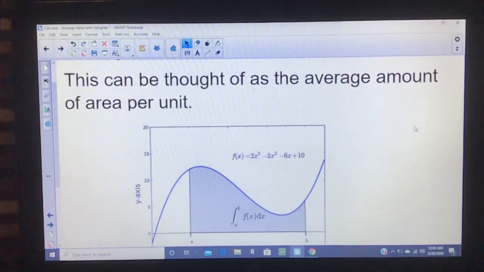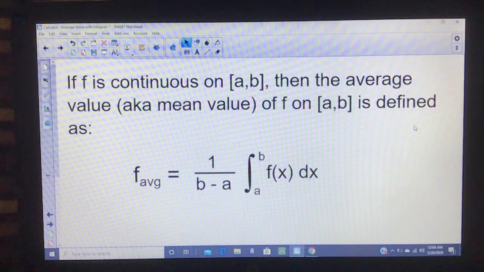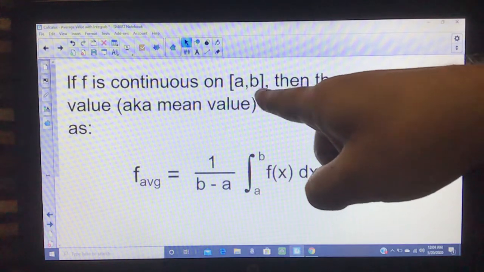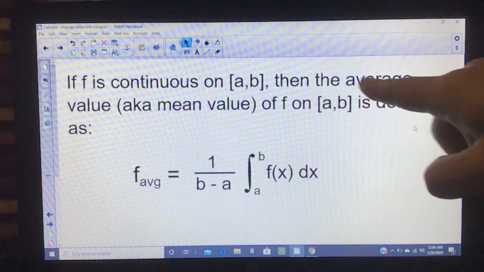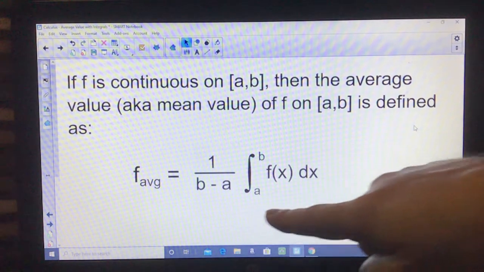All right. So let's look at the actual formula. Hopefully now you have a basic intuition for it. Like I said, I didn't prove any of this with fancy methods, but think of it as a grown-up version of adding and dividing. This says that if f is a continuous function on the interval a to b, then what is the average value, or sometimes they call it the mean value, of this function on the closed interval from a to b? Well, it's defined as this calculation.